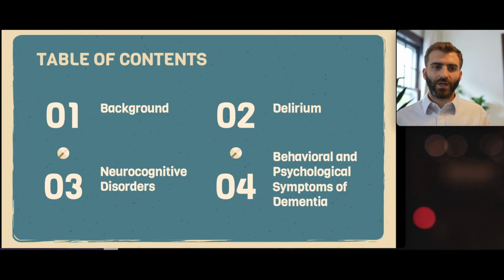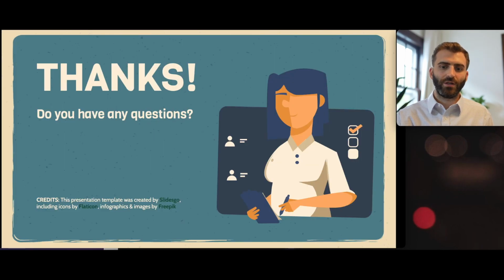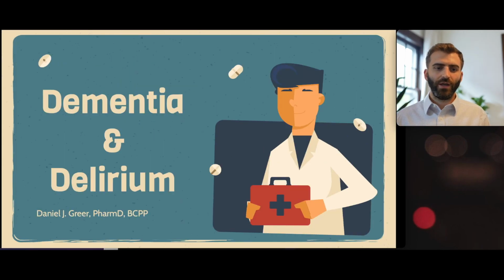So I hope that this was helpful in going through the background, then the neurocognitive disorders, with the major classifications being delirium, then the neurocognitive disorders that previously were referred to as dementias, and then finally the behavioral and psychological symptoms of dementia.